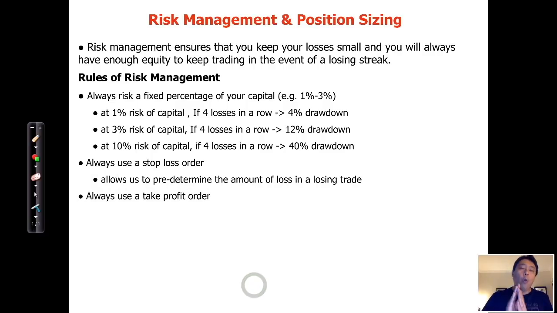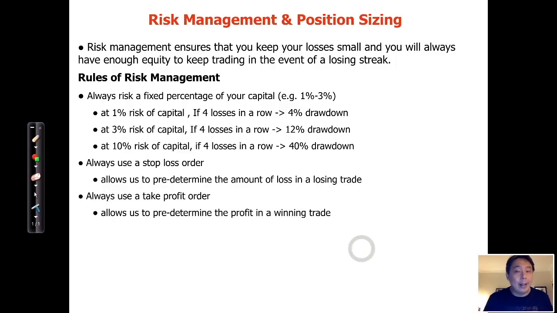Next, always use a take profit order. Well, that's my style at least, okay? Because that allows us to predetermine the profit in a winning trade. Remember, you can only make money at the end of the day if your average win is more than your average loss. You can't control your win rate, but you can control how much you win when you win and how much you lose when you lose.